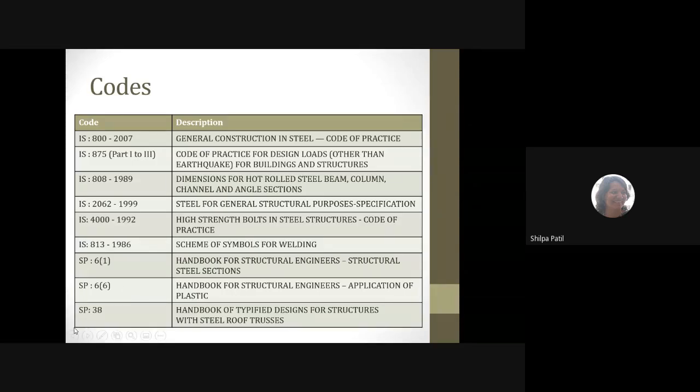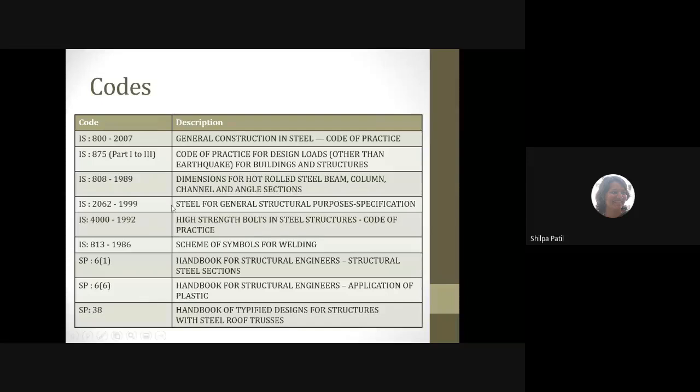And last is SP38, which is a handbook for typified designs for structural steel with steel roof trusses. It gives the details about the various roof trusses. Now, if you are interested to learn all these in detail, you should have all these codes and SPs or handbooks. But instead of referring to all these books, you can simply refer to a good reference book for learning the design of steel structures.